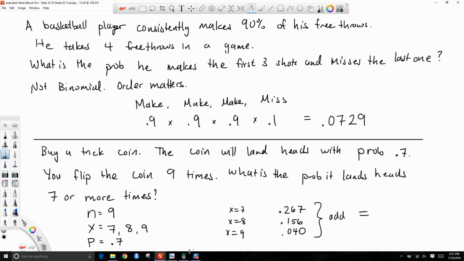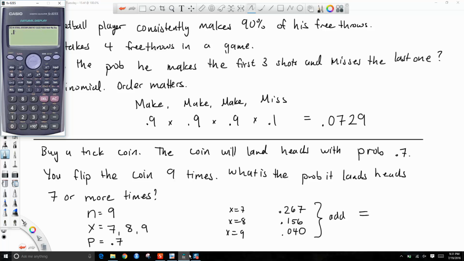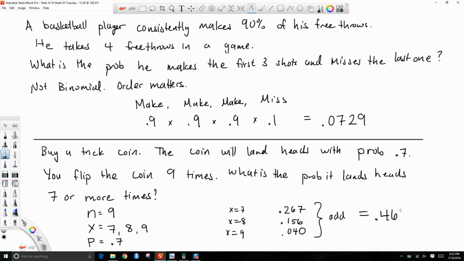We get something: 0.267 plus 0.156 plus 0.040, and I get 0.463. And there is our answer. So if the coin lands heads with probability 0.7 and you flip it 9 times, what's the probability that it will land heads 7 or more times? That happens with probability 0.463.